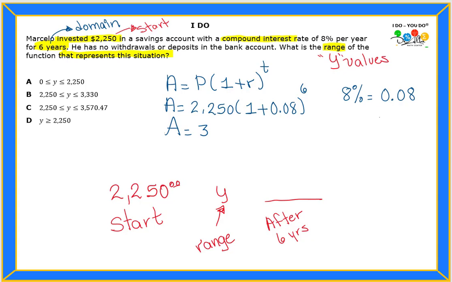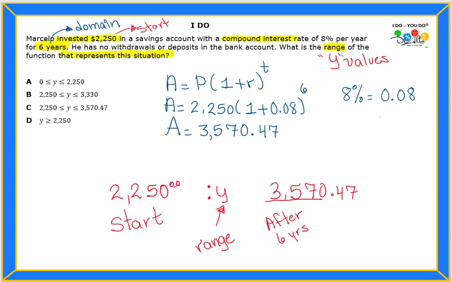So we have $3,570.46, but if you round it, it's 47 cents, right? That's how much money he's going to finish with, okay? So that number, I'm going to write it down over here, okay? And y, remember, y is the range that we're talking about, which is the money in the account. So the money in the account needs to be greater than 2,250.